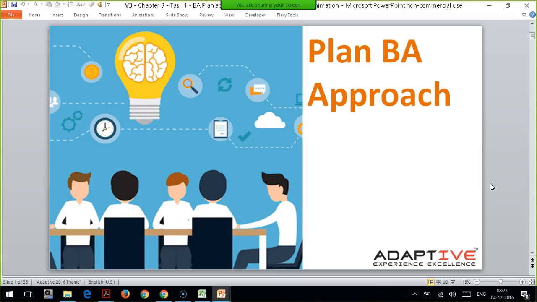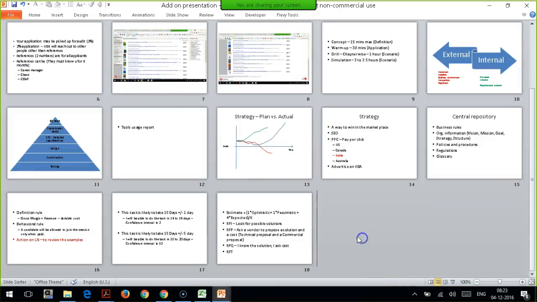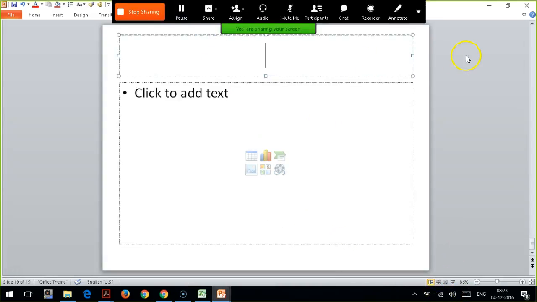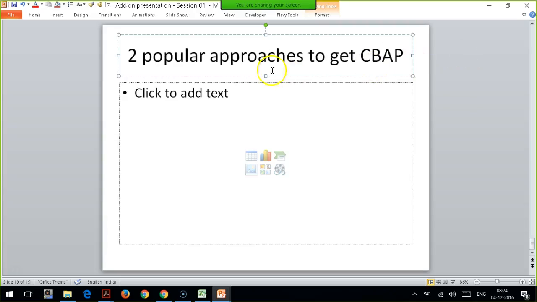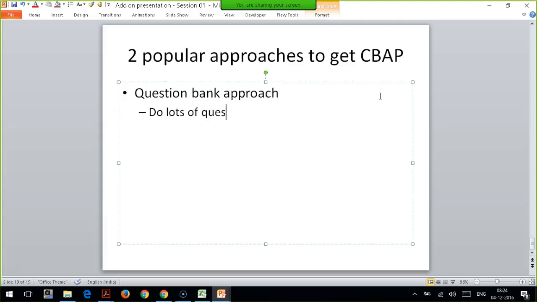Suppose I'll take a very simple thing. A lot of people ask me how to complete CBAP. And there are 2 popular approaches that I see. So what are the 2 popular approaches? There is one popular approach, which is the question bank approach. Okay. So in this question bank approach, a lot of people believe that if you do lots of questions, that will make you pass CBAP.